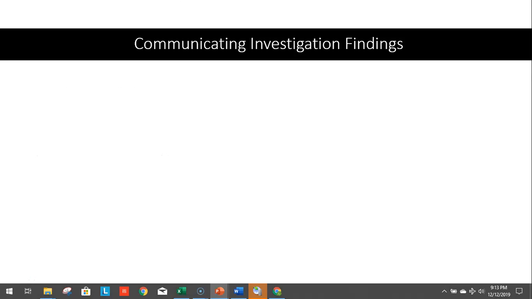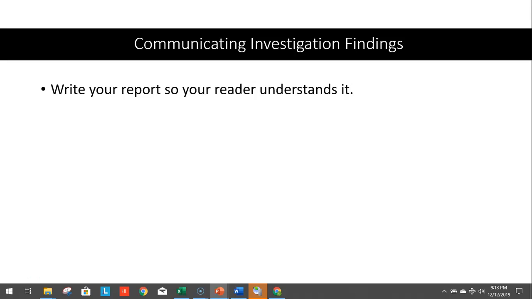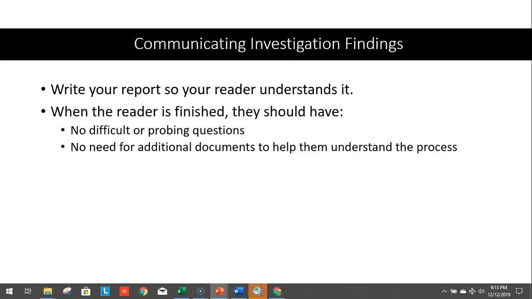The primary goals of the investigation report are for the reader to understand what happened, why it happened, and what you're doing about it. This gives the reader confidence you understand your GMP process. How do you know the reader understands your report? When they have no difficult or probing questions, and when they have no need for additional documents. Unfortunately, I found that translating the 6M's into an investigation report causes both of those to happen.